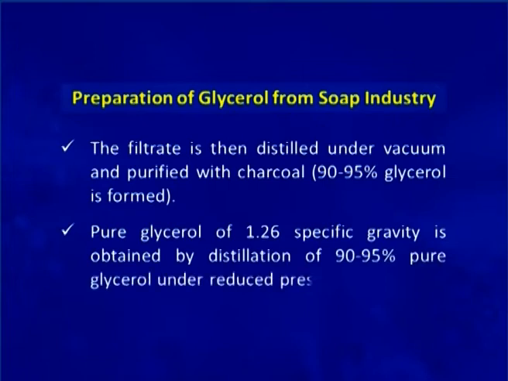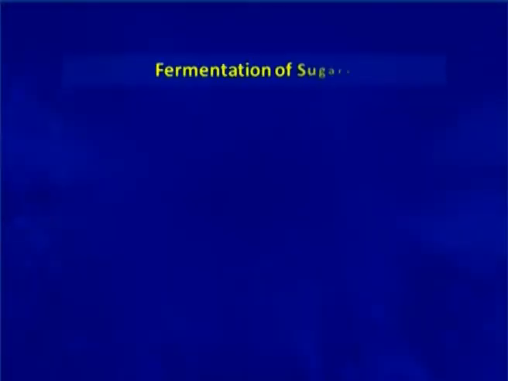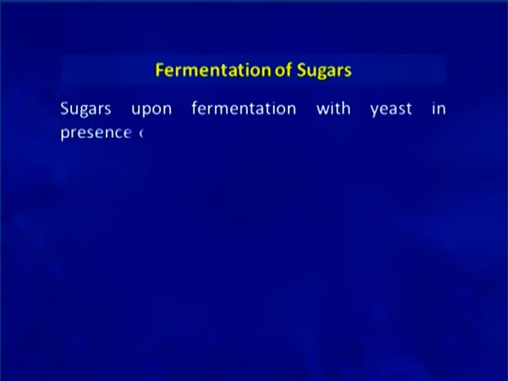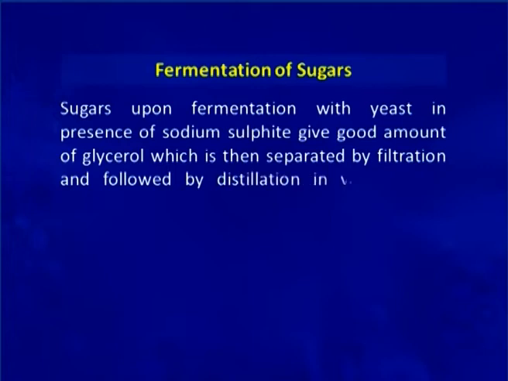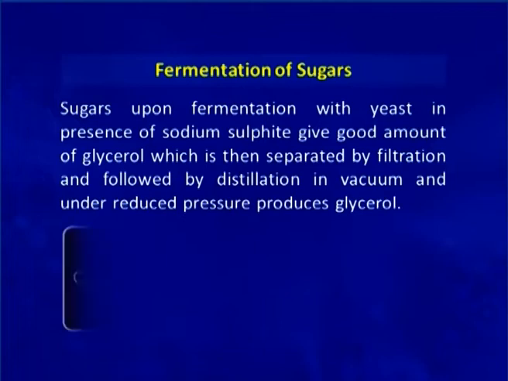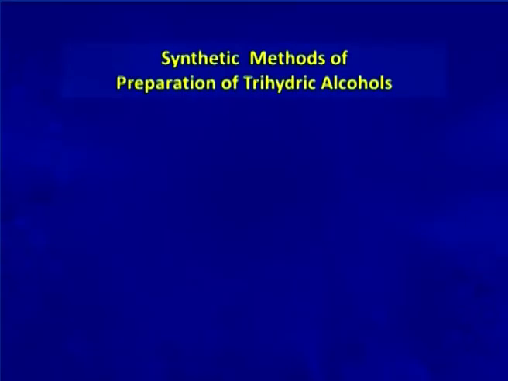Glycerol can also be prepared by the fermentation of sugar. Sugars, upon fermentation with yeast in the presence of sodium sulphite, give a good amount of glycerol, which is then separated by filtration and followed by distillation in vacuum and under reduced pressure to produce glycerol. We will now discuss some synthetic methods for the preparation of the trihydric alcohol, glycerol.